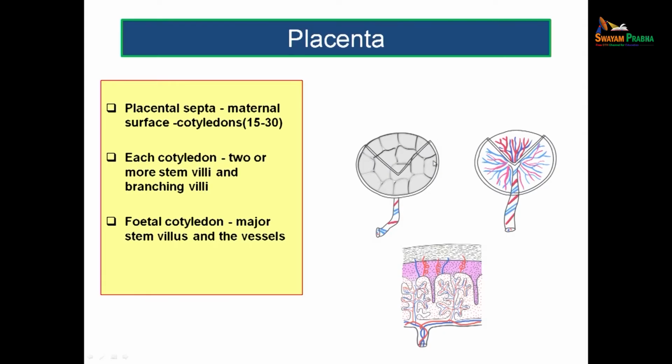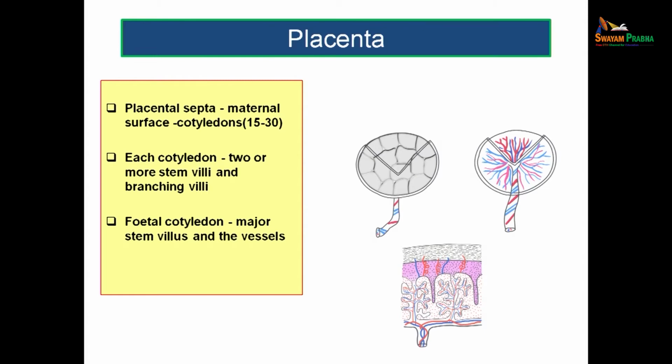And how many cotyledons do you expect on the maternal surface? It is roughly 15 to 30 cotyledons. Each cotyledon will have 2 or more stem villi and their branching villi. If you cut one cotyledon like a piece of cake and look into it, you will see 2 or more stem villi along with their branches.